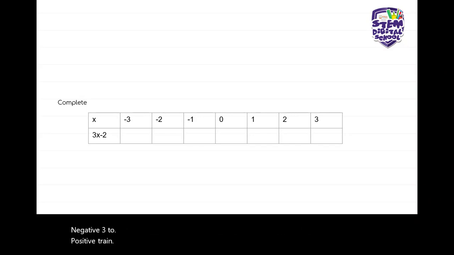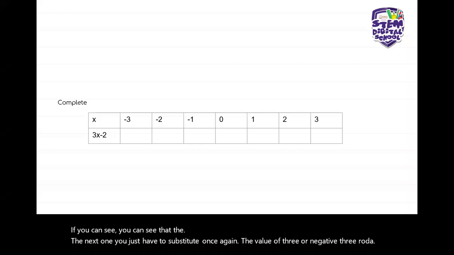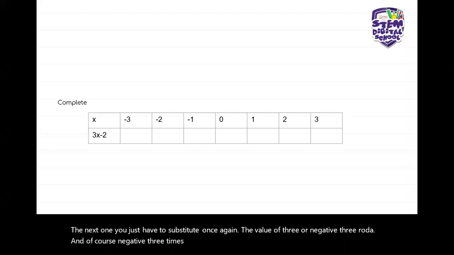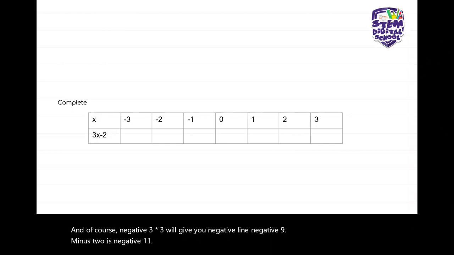Now, if you can see this, the next one, you just have to substitute once again the value of -3. And of course, -3 times 3 will give you -9. -9 minus 2 is -11. So -11 will be the first answer there. I hope that it makes sense.